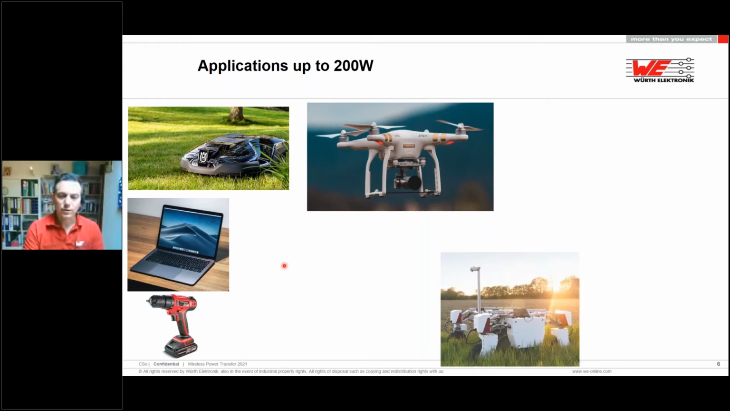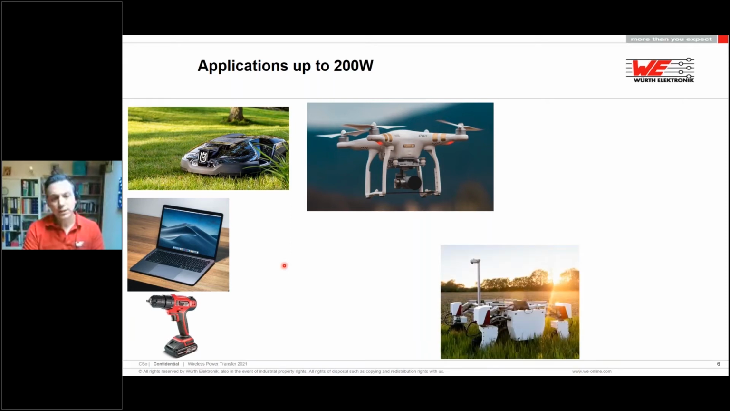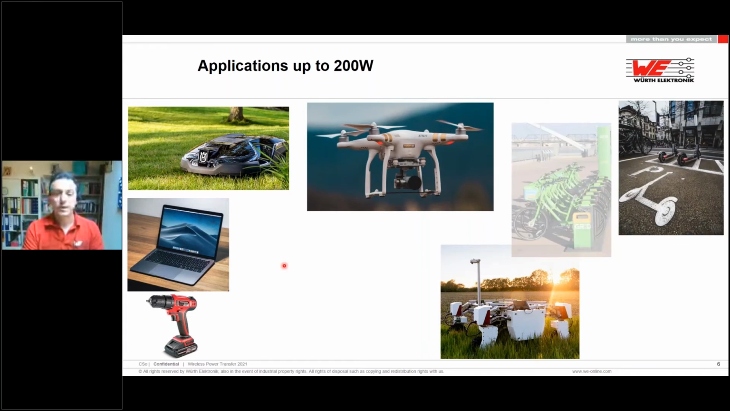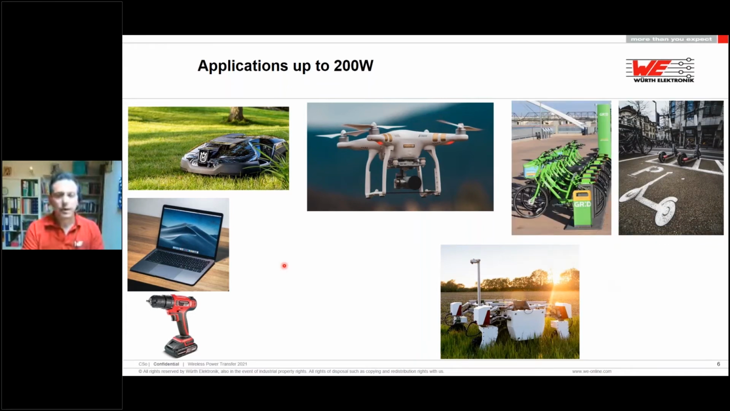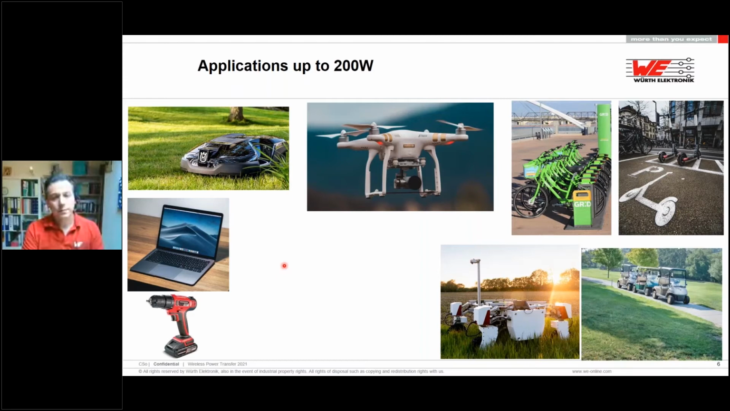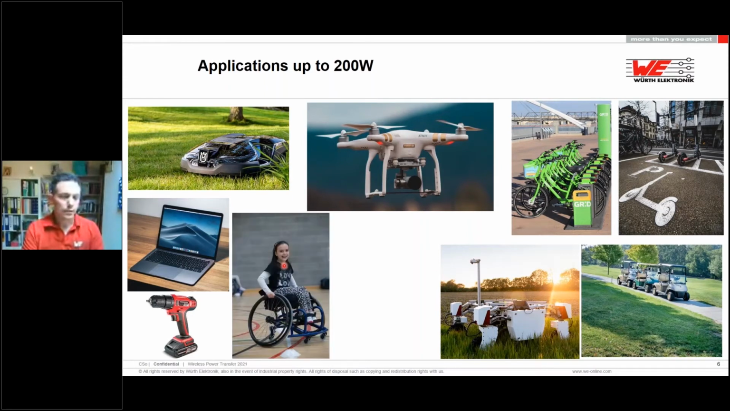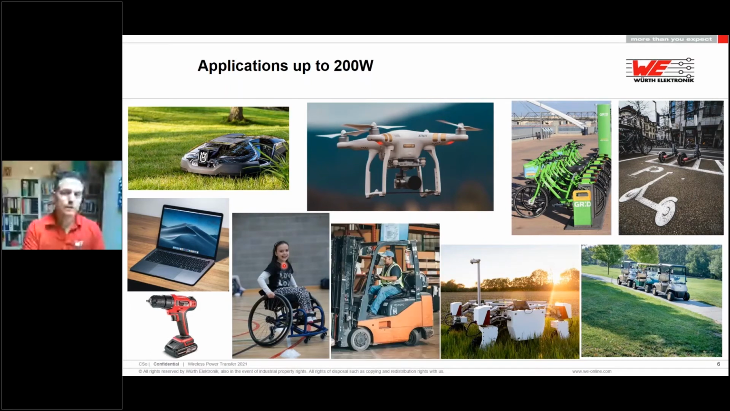The agricultural drones or machines, which are working completely alone and can drive around, or in the inner cities with e-scooters and e-bikes. But also for higher power, for example, we have some cars or wheelchairs and other big vehicles which can be charged wirelessly.